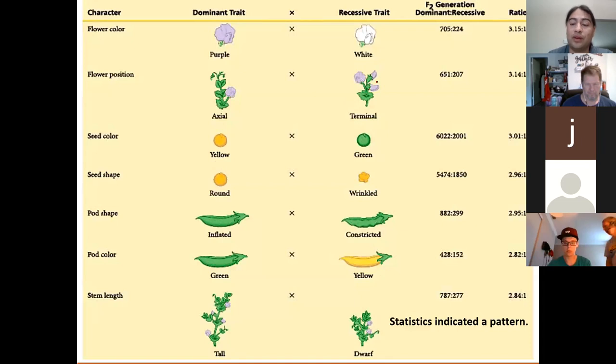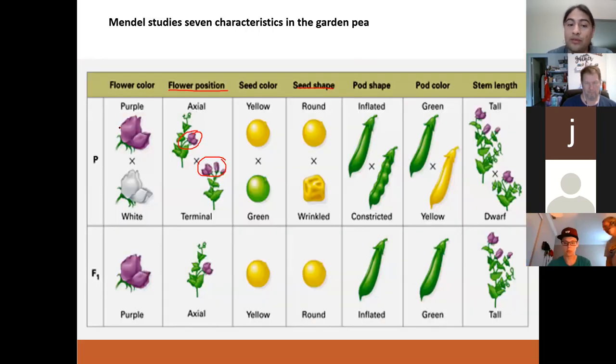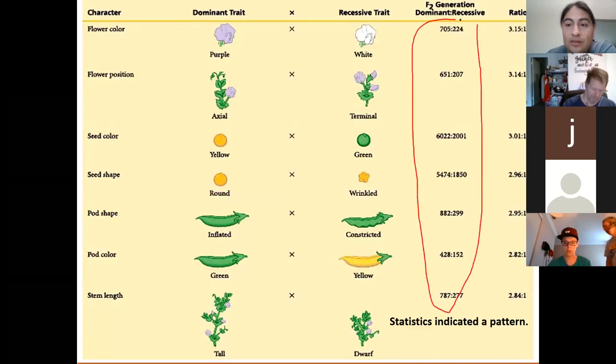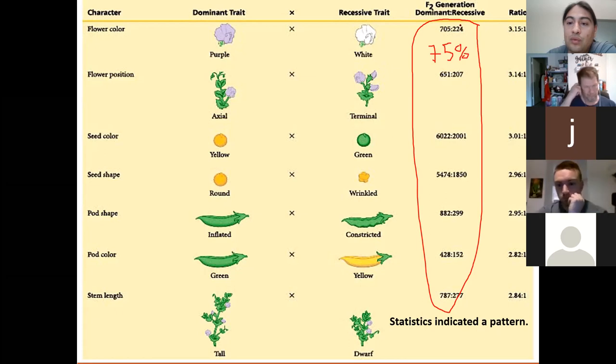So these are some of his results over here. For all the combinations that he was having for all these traits, or phenotypes, remember phenotype, because these are observable characteristics, he obtained these numbers over here. If you convert these numbers into percentages, you're going to notice that they're almost 75% of one and 25% of the other one. So almost the ratio is going to be 3:1. When you see the ratios over here, 3.15:1, 3.14:1, 3.01:1, 2.96:1, all of them are almost 3:1, right?